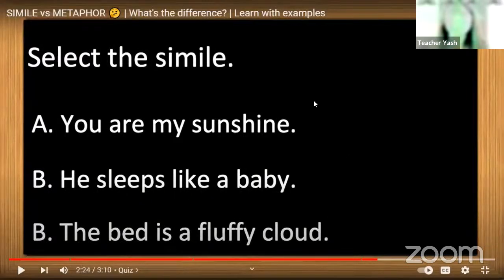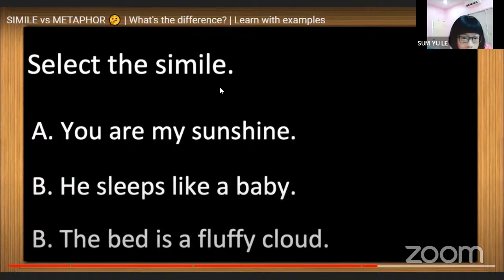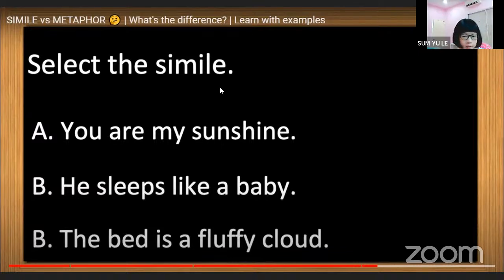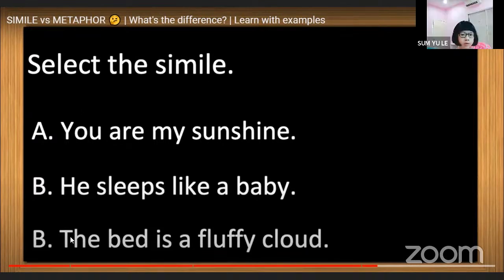Okay, so remember, in a simile you will see the words like and as. But in a metaphor you will never see them. So can you please select the simile? How to type the answer? Yeah, tell me the answer. B. He sleeps like a baby. So A and B are what? A and B are the metaphor.